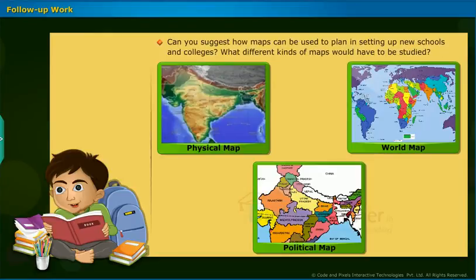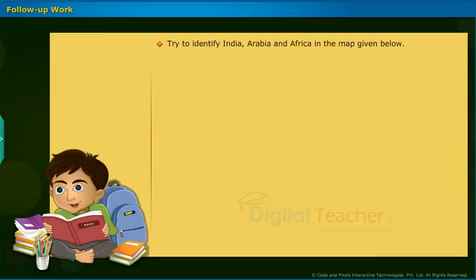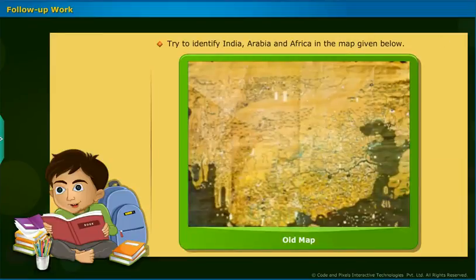Can you suggest how maps can be used to plan in setting up new schools and colleges? What different kinds of maps would have to be studied? Try to identify India, Arabia, and Africa in the map given below.